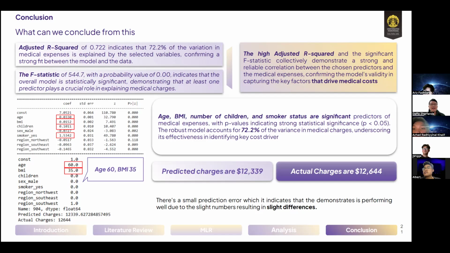So we have a female with age of 60 and a body mass index of 35. Her predicted charges are $12,339, and the actual charges are $12,644. So what this means is that there's a small prediction error, which indicates that the model is performing well, with slight numbers resulting in slight differences. The difference is only around 2%.